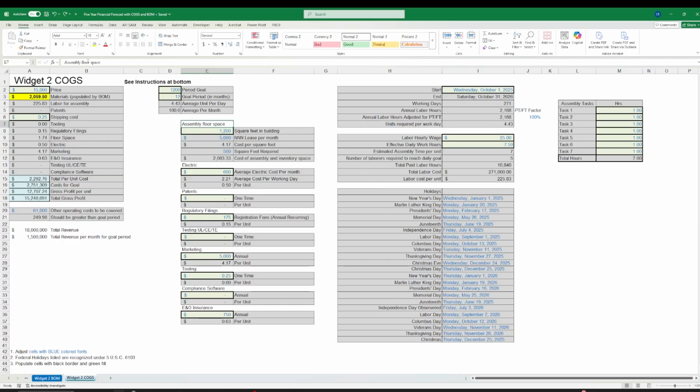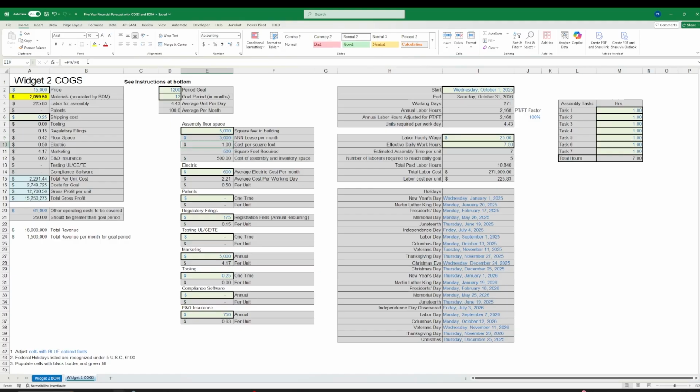Over here, you notice it says assembly floor space, because if you have a large facility and you're making multiple products or doing multiple services under this one roof, the entire building is not going to be taken up by the production of this product. So you start with the assembly floor space, and what we have here is square feet in the total building. If you have a 5,000 square foot building, you put that there. And if your lease per month is $5,000, you put the cost in there.